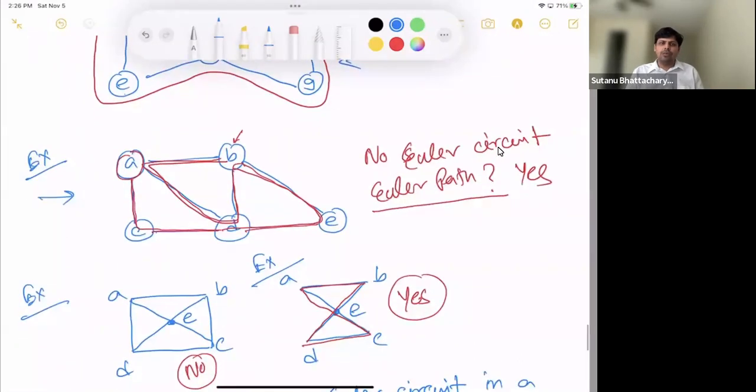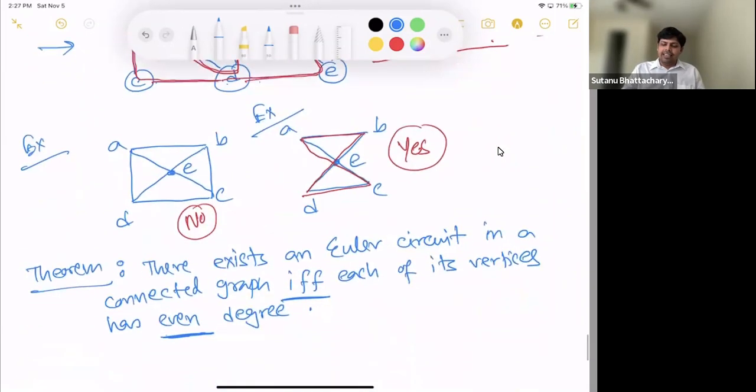Now see this one. Here we could not find an Euler circuit. Instead, we found an Euler path. See, the degree of A is 3, which is not even, odd. Degree of D is 1, 2, 3, 4. This is even. Degree of B is odd, 3. So it validates here.